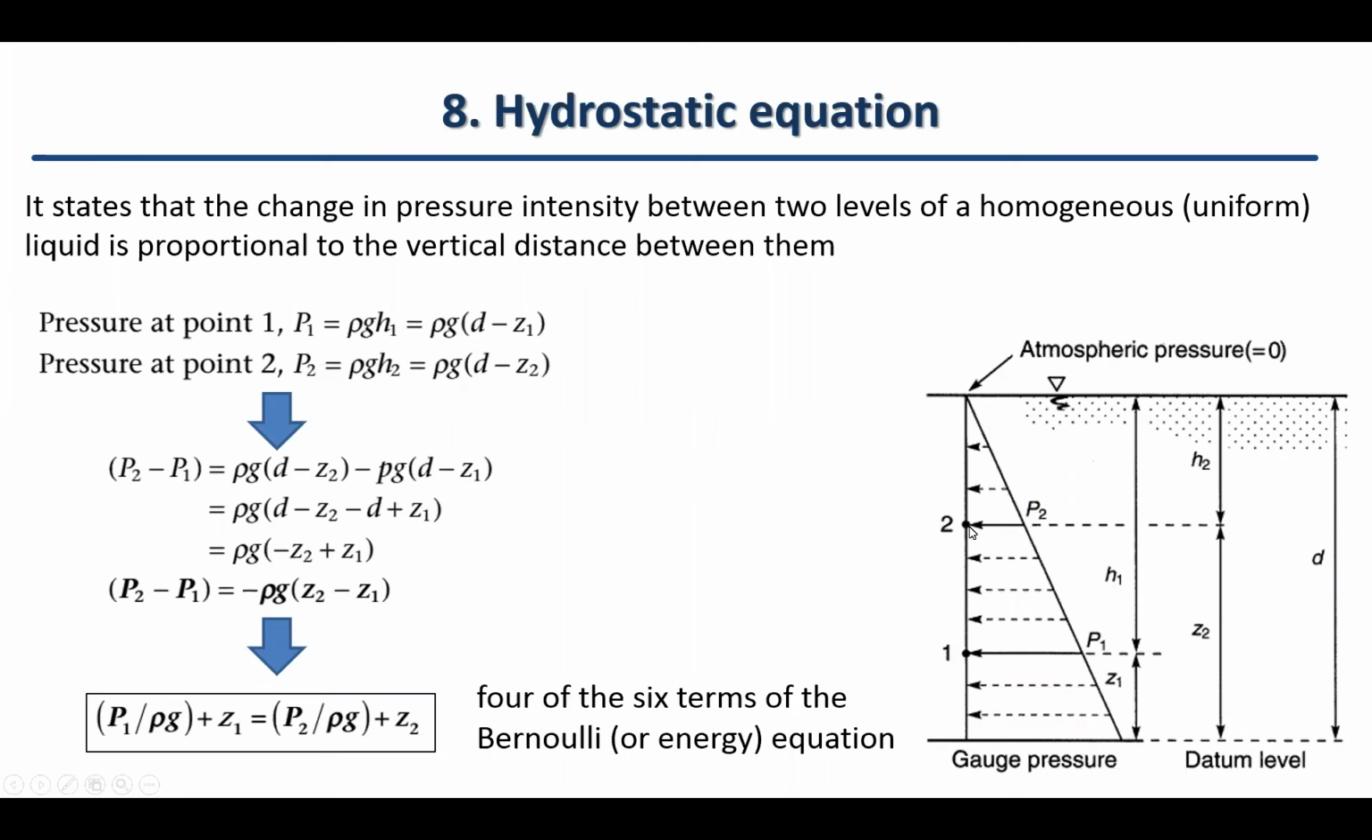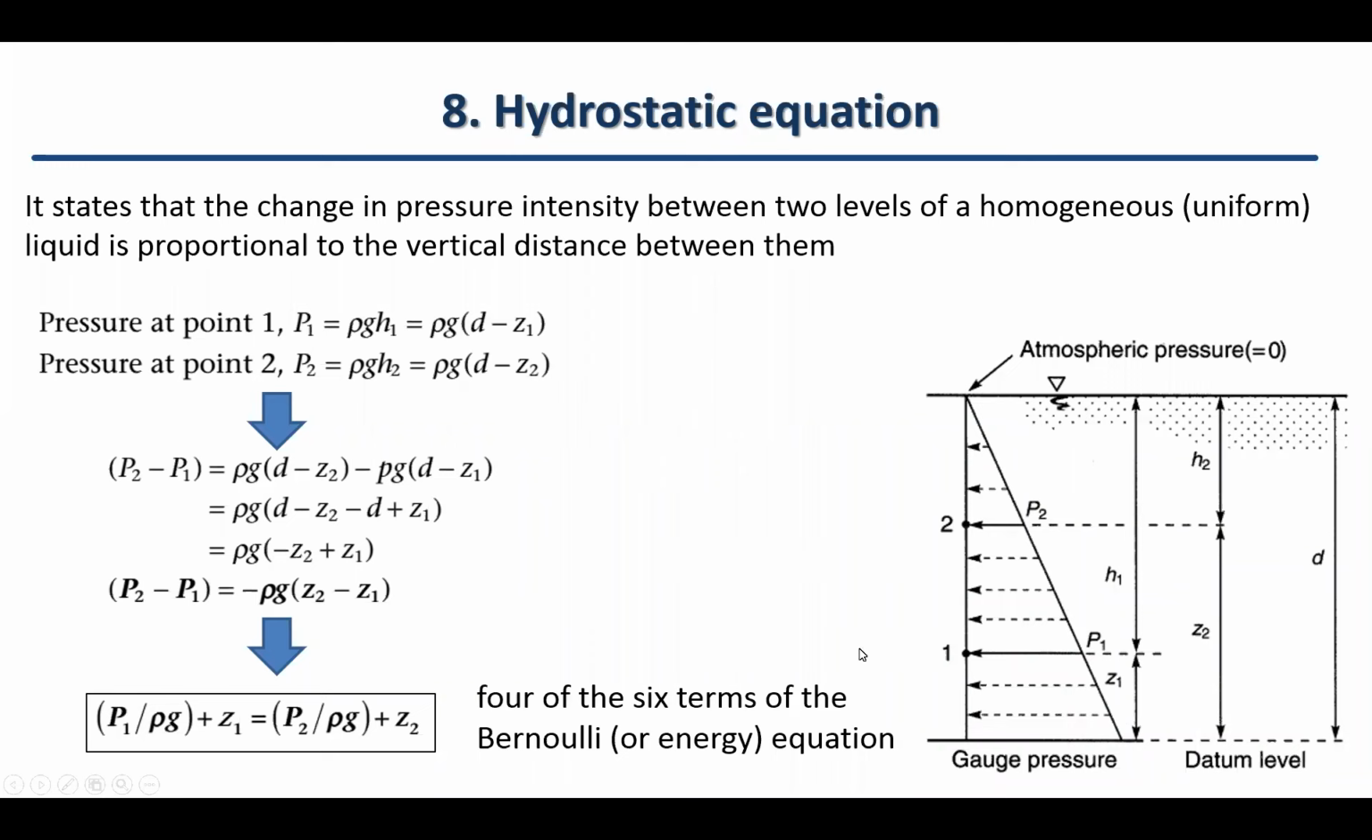And for point 2, P2 is equal to rho g H2, and H2 can again be substituted with D minus Z2. Okay, H2 can be replaced with that. So imagine we got this one and this one.